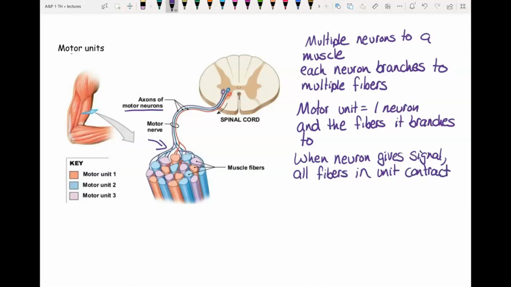So you can think of it as teams. Think of your muscle as being divided up into teams of fibers. And all the members of a team contract together. So if the purple neuron has a signal in it, all of the purple fibers down here will contract. If the red neuron has a signal, then all of the red fibers contract.